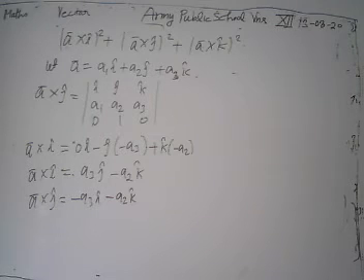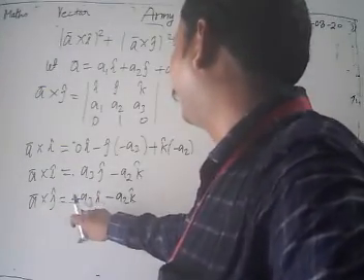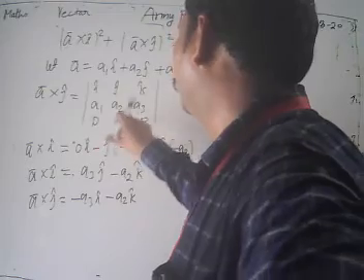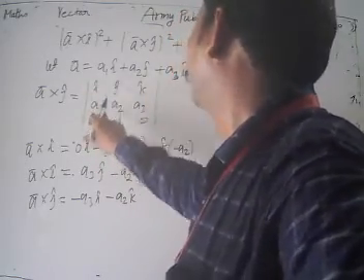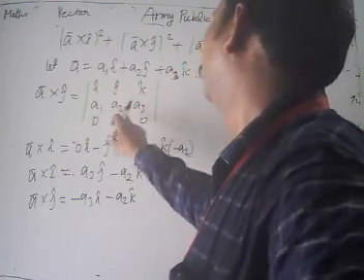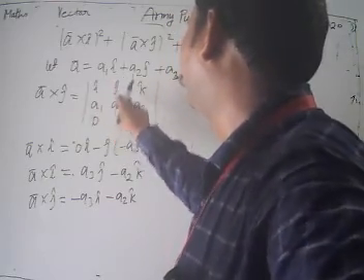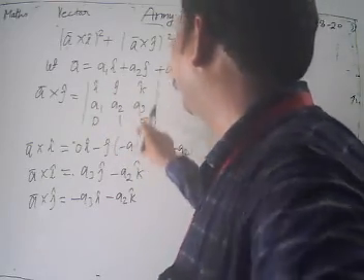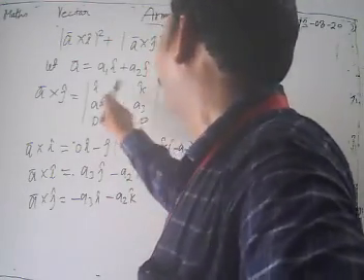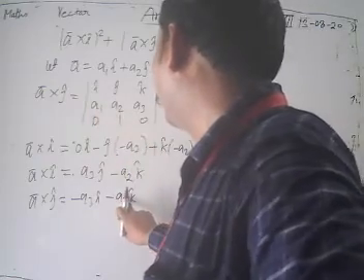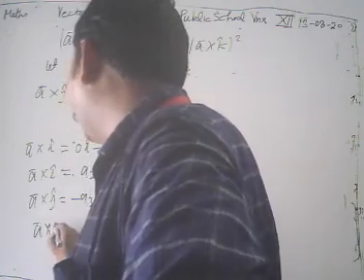It is minus A3 i cap, because for A cross j we have 0, 1, 0. Then minus A3, then 0. Minus A3 i cap, then minus j cap is 0, and then k cap we get A1. Similarly, we get vector A cross k cap here.